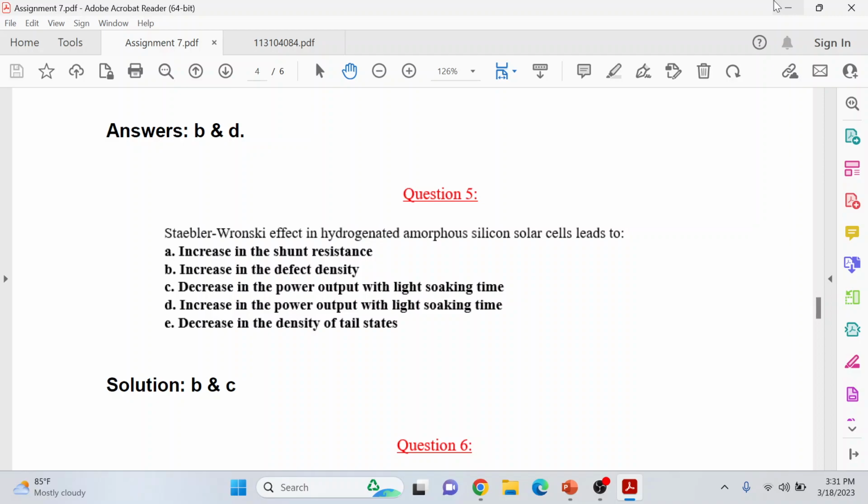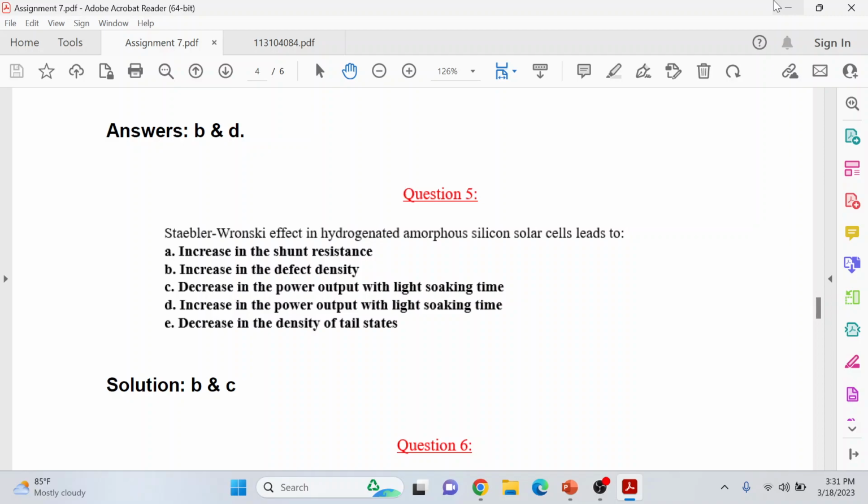What happens is that the defect density of hydrogenated amorphous silicon, termed a-Si:H, increases with light exposure. The more the exposure to light, the more the defect density increases, which causes an increase in the recombination current. An increase in the recombination current reduces the efficiency of conversion of sunlight into electricity. So the Staebler-Wronski effect is a property of hydrogenated amorphous silicon, and as a result it affects the efficiency of conversion of sunlight into electricity.